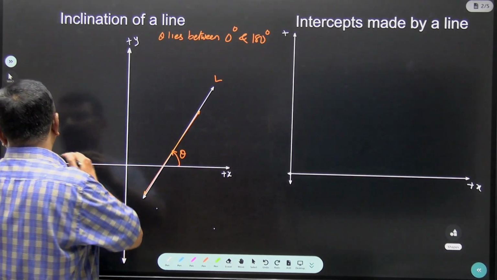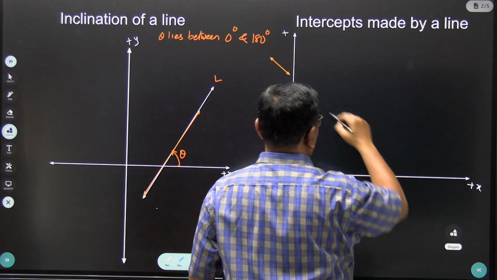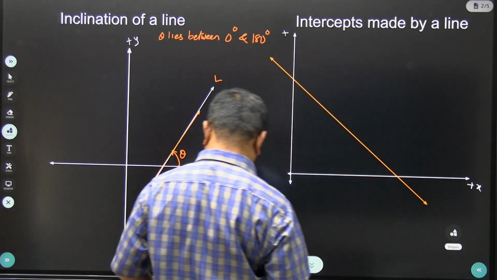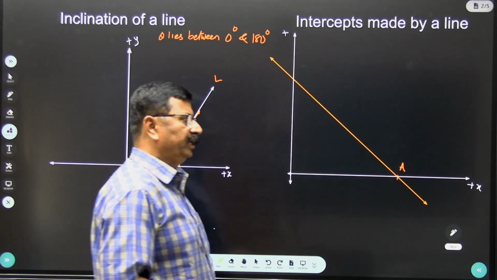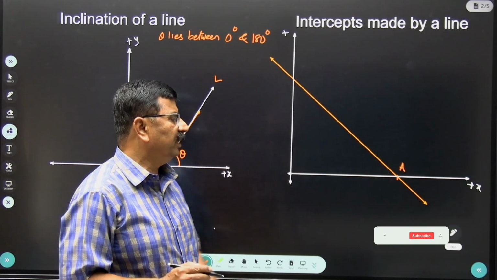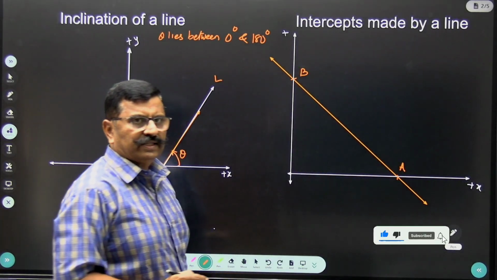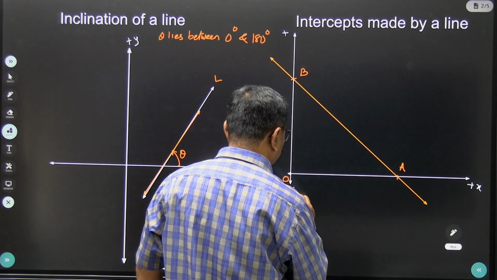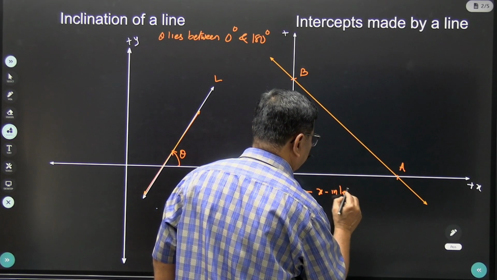Then what do you mean by intercept made by the line? See, now for that you have to understand the point of intersection of the line and the axes. Now let the line cut x-axis at point A. Then A is known as the point of intersection of line L and x-axis, and the line cuts y-axis at point P.